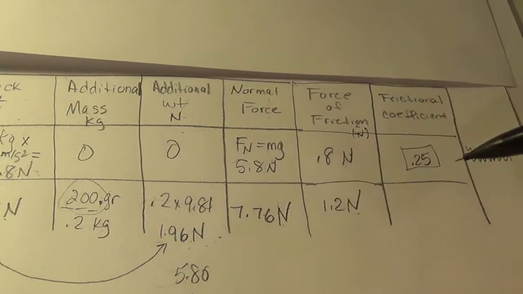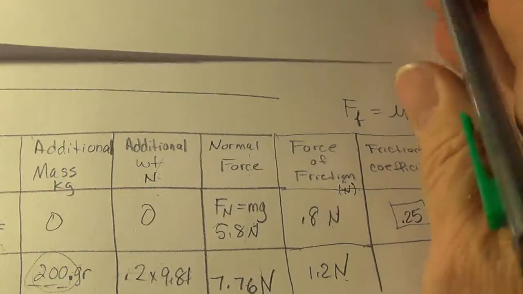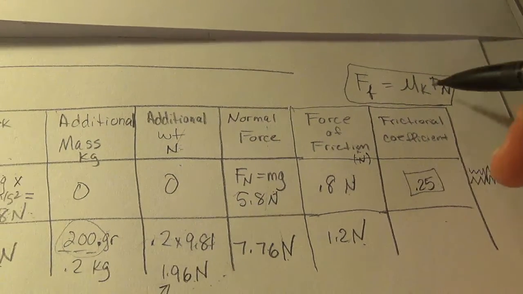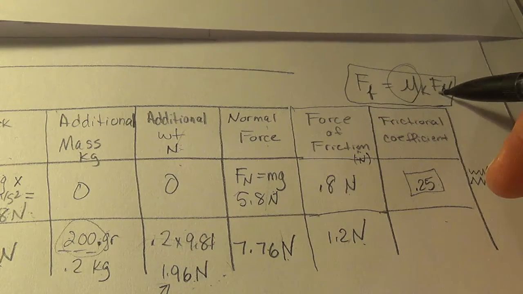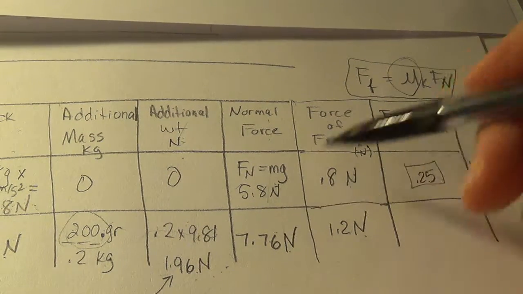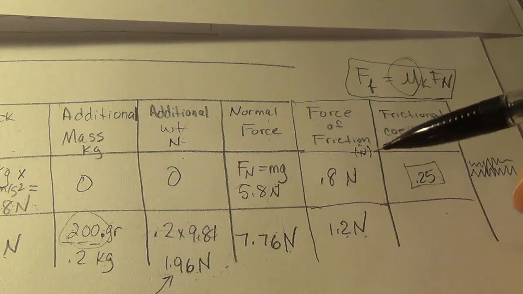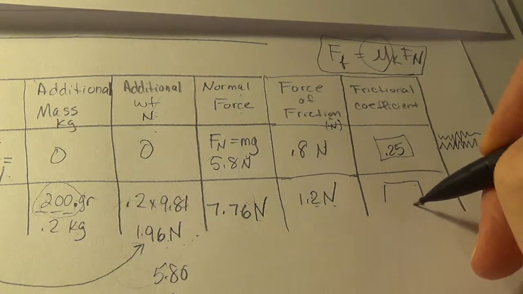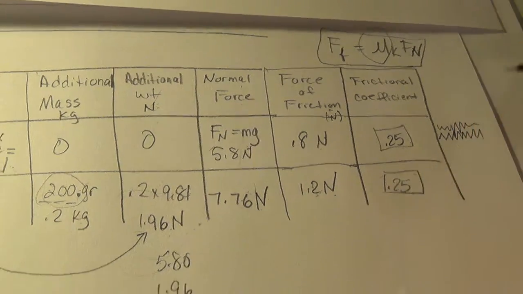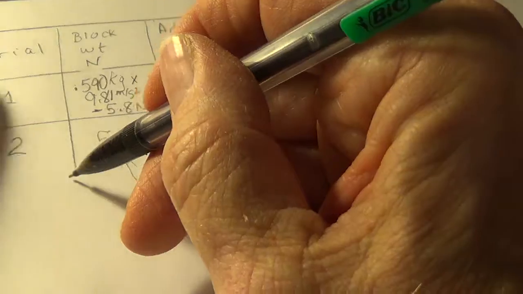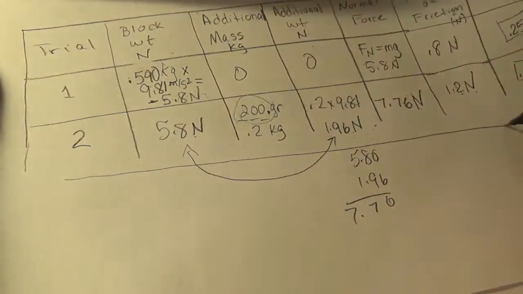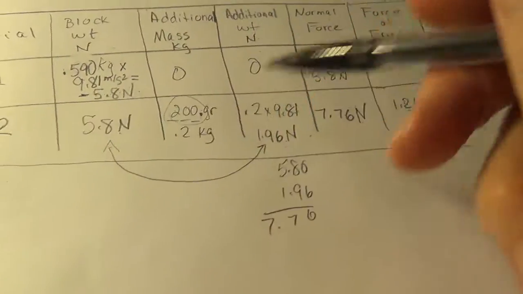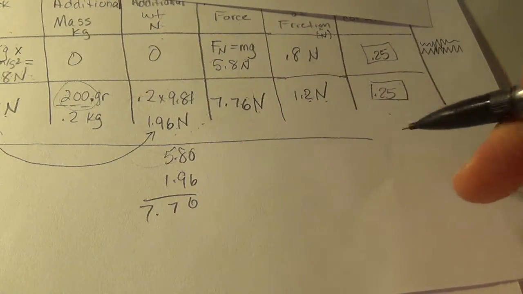So there's that. And the coefficient of friction is again calculated from this formula where we're looking for this, and we have force normal, which is in this column, and force of friction in this column. So we're going to divide this number by this number, and the idea is to come up with the same thing, but we will be slightly different as we are in lab. Then you'll continue to do that for trials 3, 4, and 5, and at the end you'll have several.